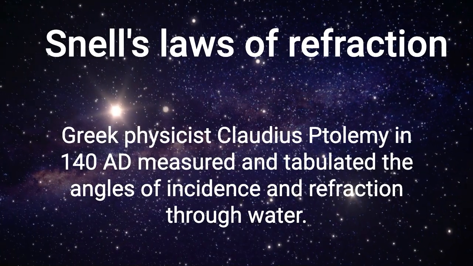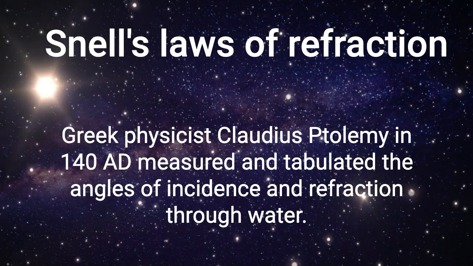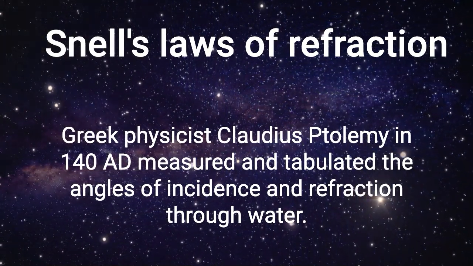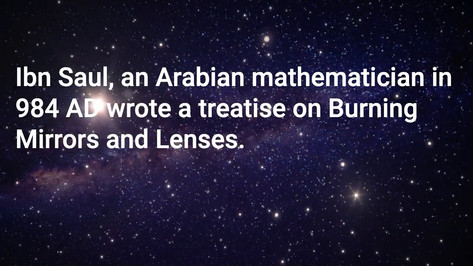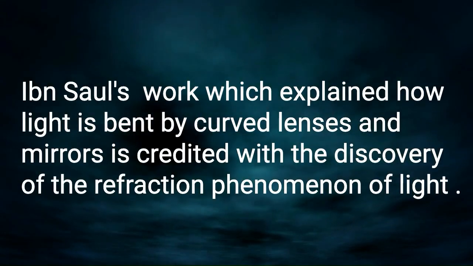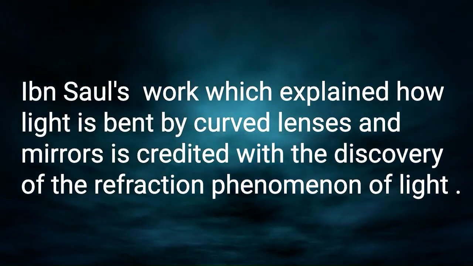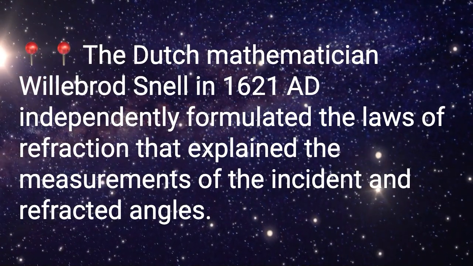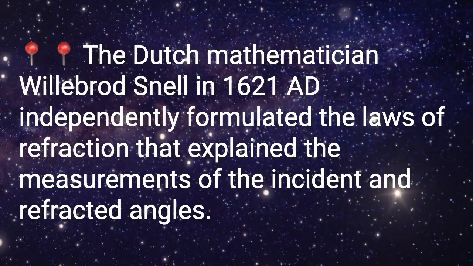Snell's laws of refraction. Greek physicist Claudius Ptolemy in 140 AD measured and tabulated the angles of incidence and refraction through water. However, the reason why refraction occurs was not known at that time. Ibn Sahl, an Arabian mathematician in 984 AD, wrote a treatise on burning mirrors and lenses. His work, which explained how light is bent by curved lenses and mirrors, is credited with the discovery of the refraction phenomenon of light. The Dutch mathematician Willebrord Snell in 1621 AD independently formulated the laws of refraction that explain the measurements of the incident and refracted angles.